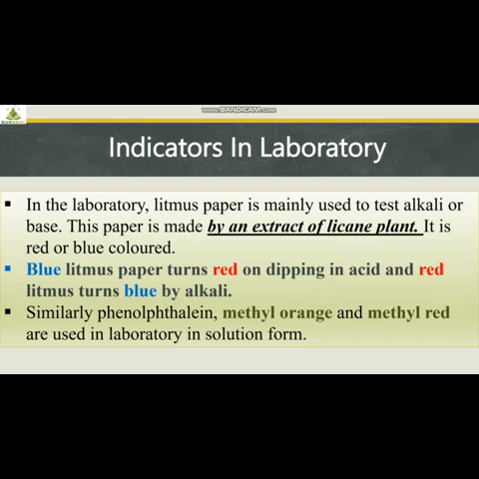Now students, in the laboratory as I said, there are special indicators. So litmus paper is mainly used to test alkali, that is base, okay, alkali or base, and this paper is made by what? By an extract of lichen plant. Now litmus paper can be red or blue colored. Okay, so blue litmus paper turns red on dipping in acid.